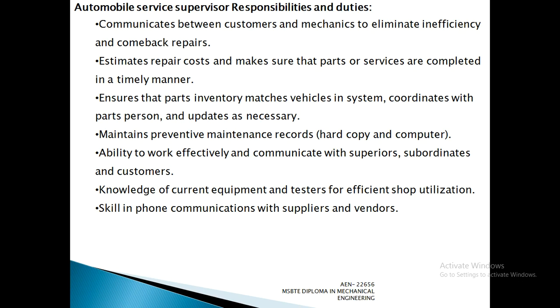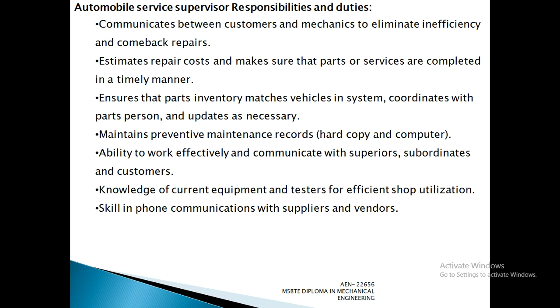Next, estimate repair cost and make sure that parts or service are completed in a timely manner. That means whenever a person gives a maintenance issue to a service supervisor, he prepares a rough judgmental cost related to that part, and thus gives you the estimation and costing related to that part.